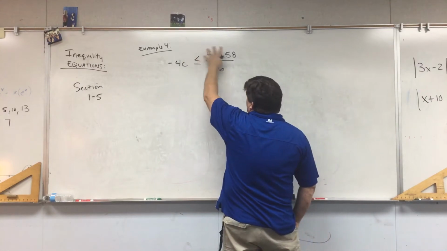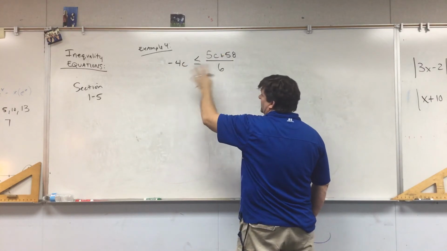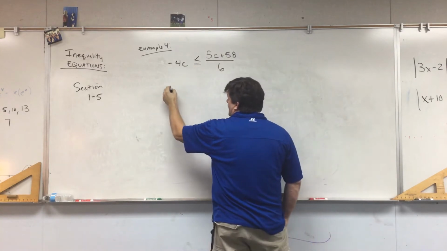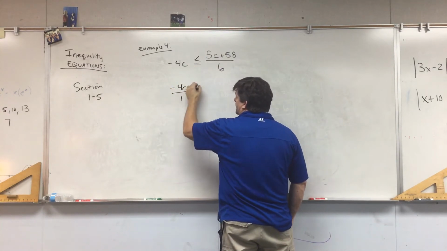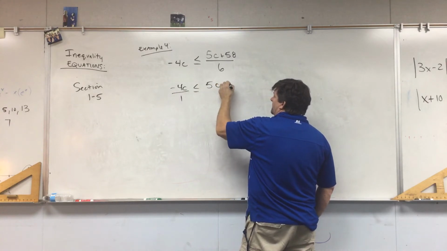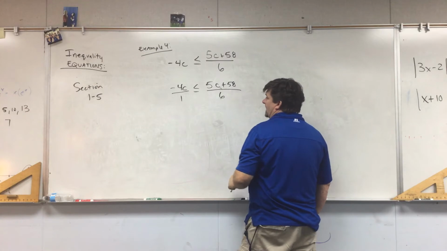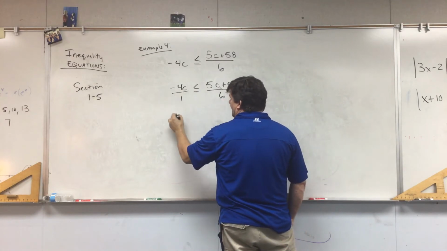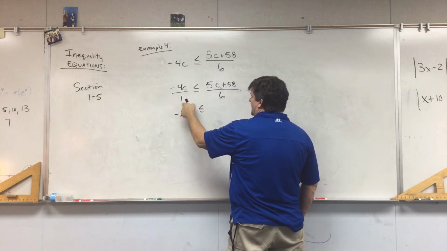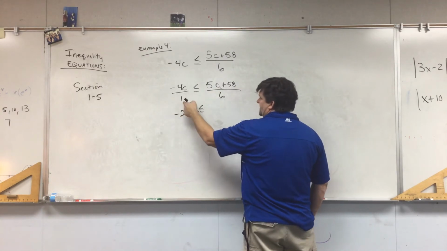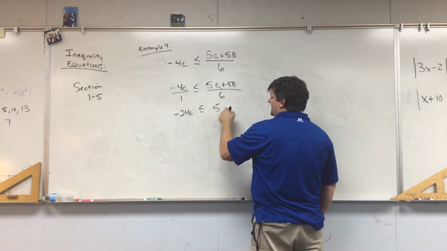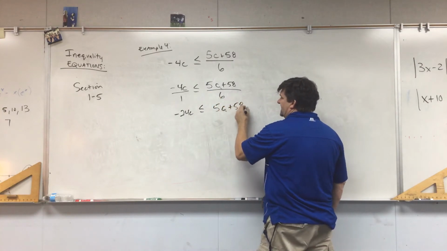So if we're dealing with equations like this, doesn't matter if they're inequalities or not, and you're set up this way, just make a ratio out of it. And that'll help you solve the problem. We're going to go bottom right times top left gives us negative 24c. And then we're going to go bottom left times top right. So denominator times numerator. 1 times 5c plus 58 gives us 5c plus 58.